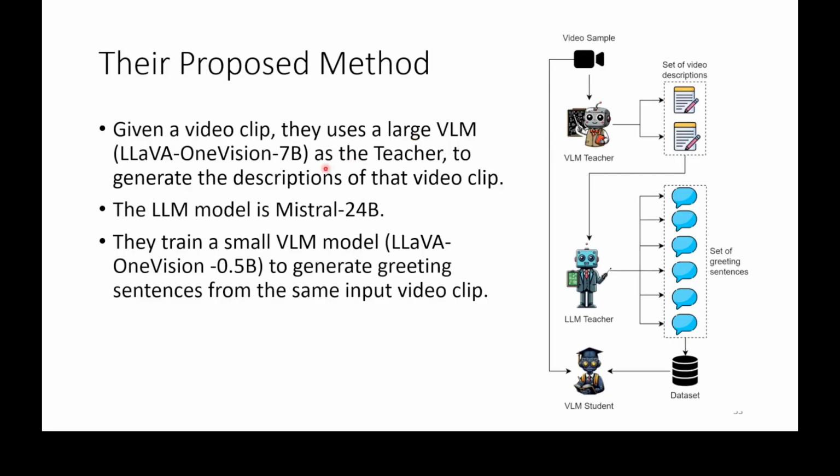Let's look at the large visual language model they use as a teacher. They use LLaVA-1-Vision 7B. The large language model teacher is Mistral 24B. And the student model is LLaVA-1-Vision 0.5B. So here you can compare 7 billion parameters and 0.5 billion parameters. There is a 14 times difference. If you want to save energy to enable it on an embedded system and do the same thing, this is a very reasonable approach.